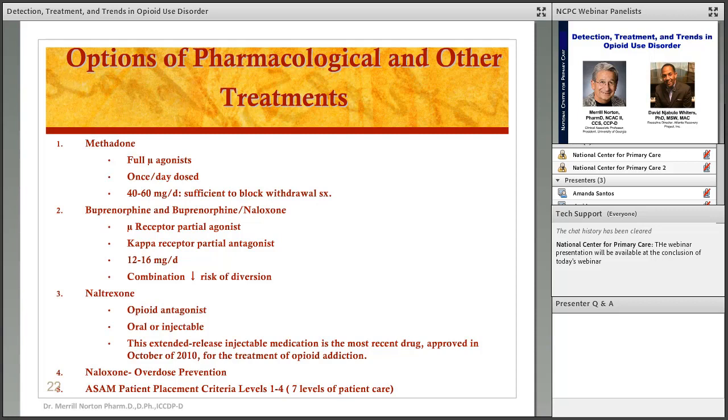Once we have them, and we have people who have severe withdrawals from opioids, then we have the pharmacological approaches of MATs, which include methadone, buprenorphine, and then we can use naltrexone and, of course, naloxone. And then from those types of treatments, people can be stepped down, if they choose to, into ASAM patient placement criteria, which has 7 levels of care, which we do not have time for. And I think David will probably talk about that in a very brief way.